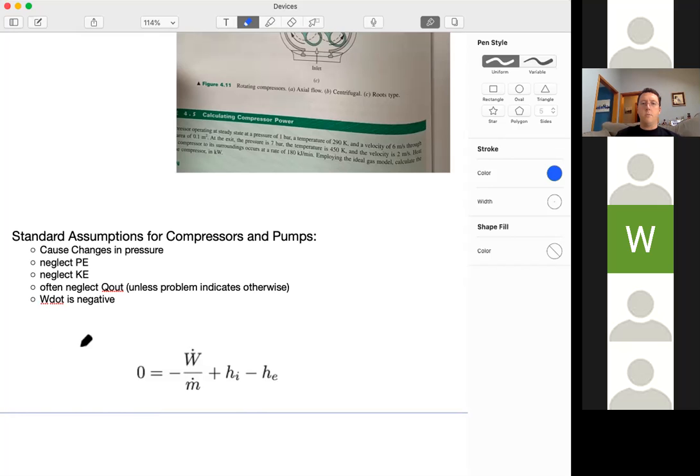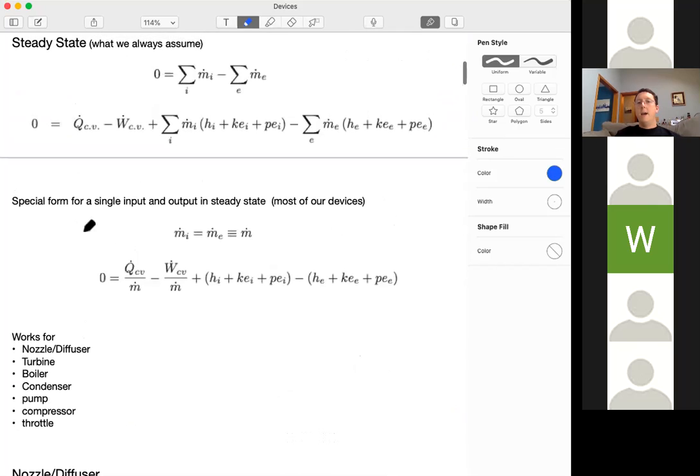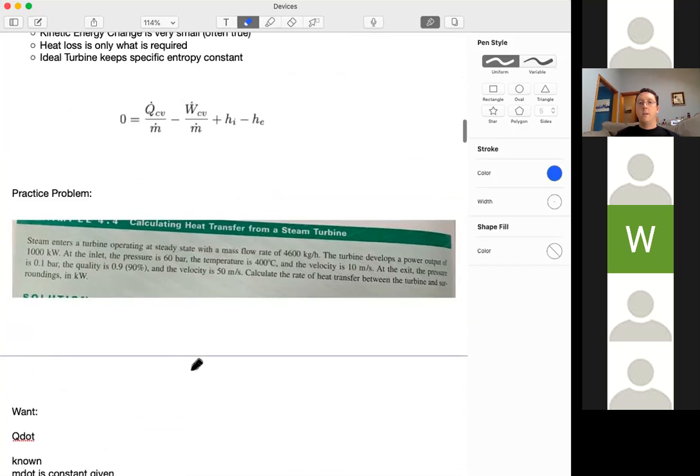Maybe I'll just quickly remind you from last class. When we had just a single input and output, the energy equation was Q dot over M dot minus W dot over M dot plus enthalpy, kinetic, and potential energies, inlet minus outlet. And then if we're going to ignore kinetic, ignore potential, these other terms go away. And then if we're dropping heat, then we're just left with the work.